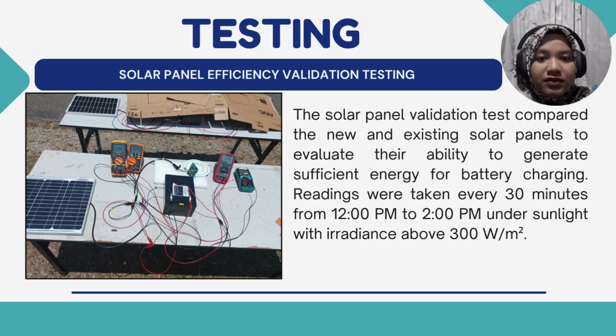So next I will continue with the testing. So the first testing is solar panel efficiency validation. And the purpose of this testing was to compare the new and existing solar panel and determine whether they could generate sufficient energy to charge the battery. So during this testing, the readings were taken every 30 minutes from 12 p.m. to 2 p.m. under sunlight with irradiance above 300 watt per meter square. This step helps evaluate the performance and also suitability of the new solar panel.